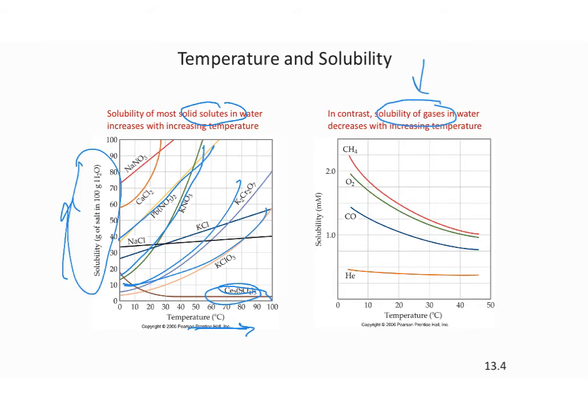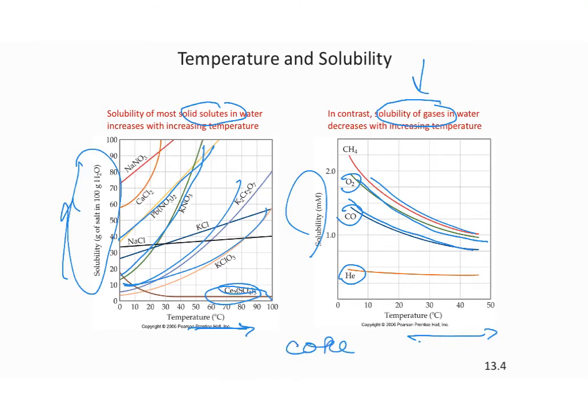Look at gases. As we increase the temperature and we're trying to dissolve a gas in water, look what happens to the solubility. The solubility of gases goes down with increasing temperature. What is going on? Very easy. You think of carbonated soda. So I have a can of Coke, and it's all bubbly, because it has dissolved carbon dioxide in it.